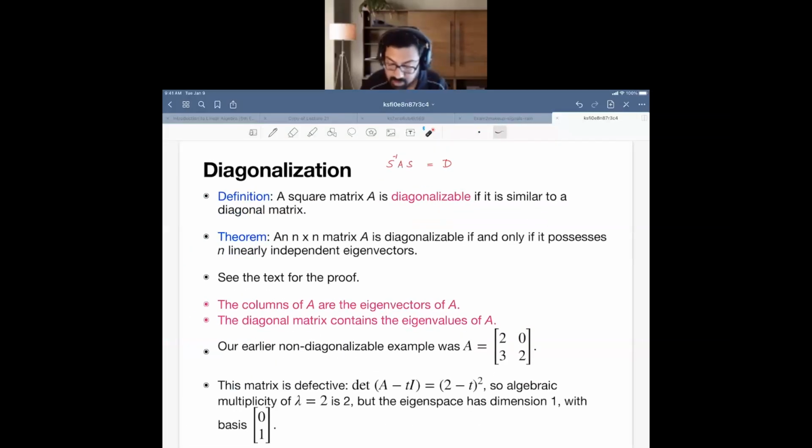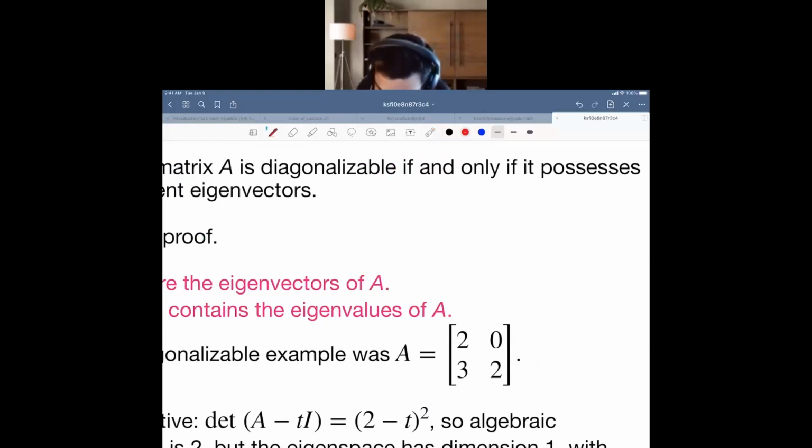Now, a theorem based on this is A is diagonalizable if and only if it possesses n linearly independent eigenvectors. So the eigenvectors that A should have are going to be linearly independent eigenvectors, where n is essentially the size of the square matrix. And I'm not going to go through the proof. You can take a look at the proof in the text. So what are you going to have? Well, S inverse AS equals D.